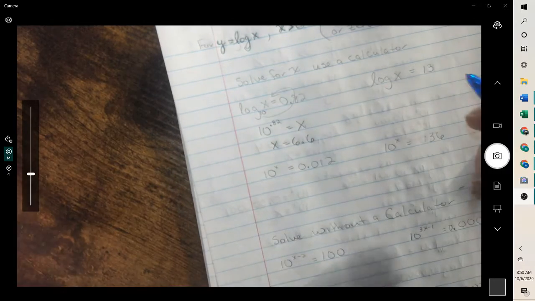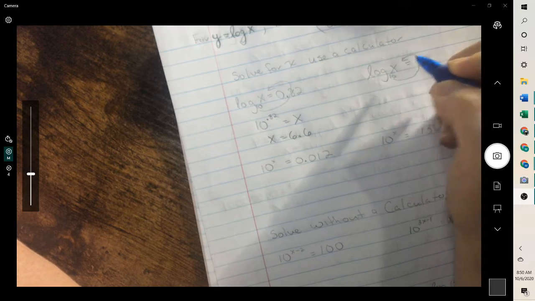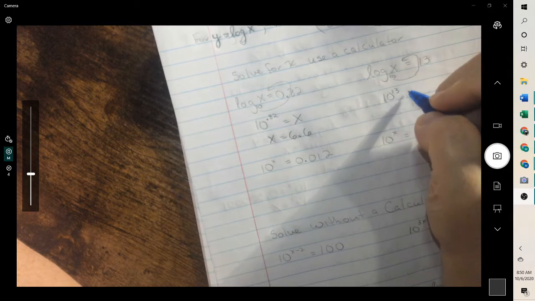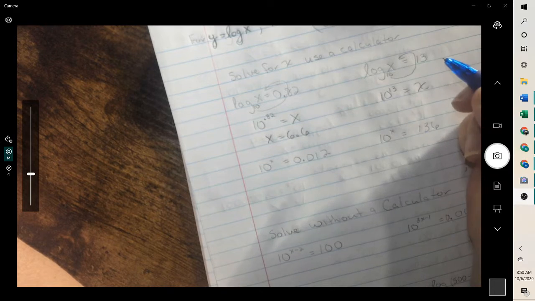Try another one. Put a 10 here. 10 to the 13th equals x. Now this one I don't need to plug in my calculator. I know that means 13 zeros.